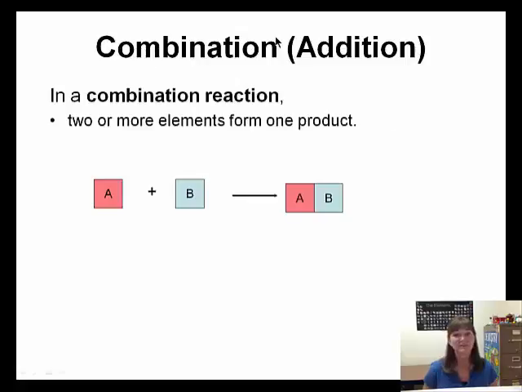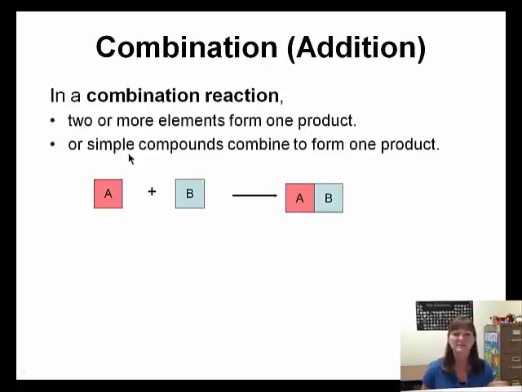Combination reactions are also called addition reactions. You're going to have 2 or more elements forming one product, or some simple compounds combining to make one product. In either way, you're going to notice that you always have one thing to the right of the arrow. So you have several things combining to make one thing on the right.